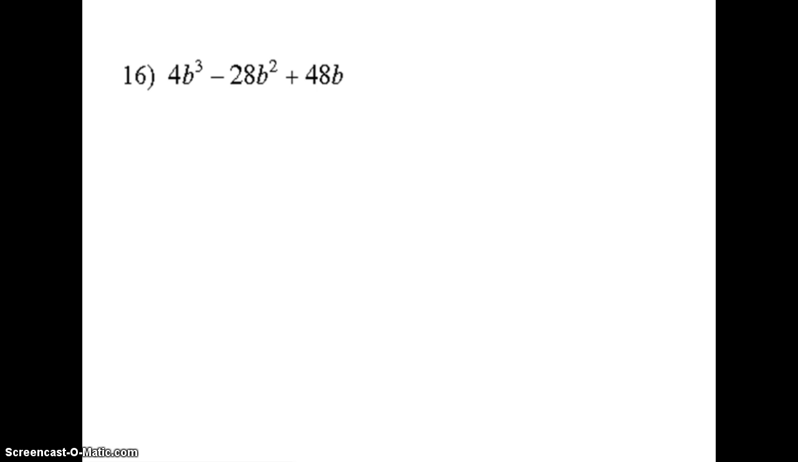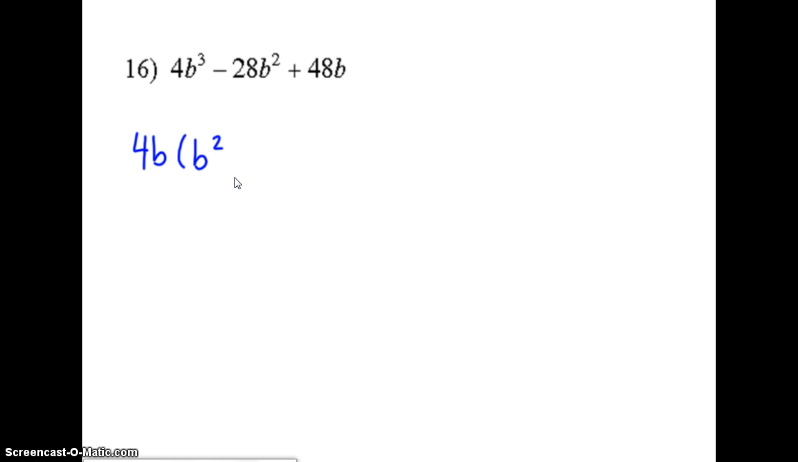Alright, on number 16, I see that I have a greatest common factor of 4b. When I pull that out, I'm going to get b squared. And then when I pull a 4b out of the negative 28b squared, I'm going to get a negative 7b. And then I pull out a 4b from the 48b, and I will get a plus 12.